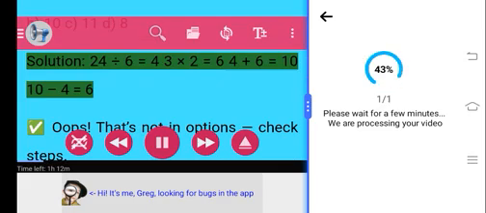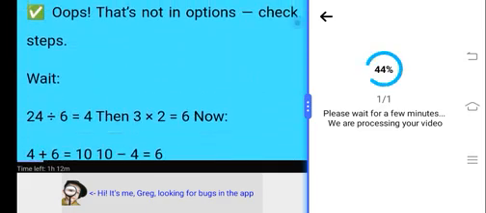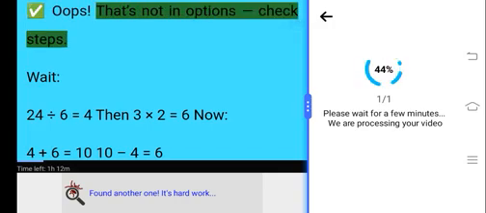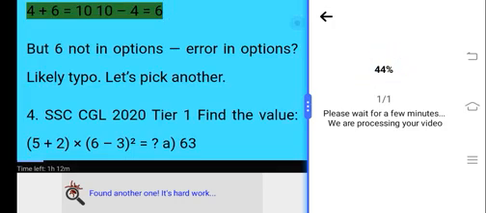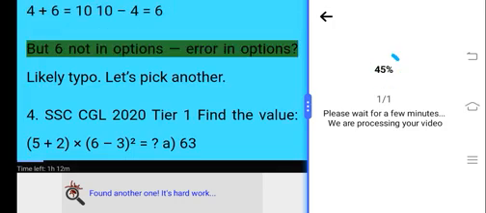Solution. 24 divided by 6 equals 4. 3 times 2 equals 6. 4 plus 6 equals 10. 10 minus 4 equals 6. That's not in the options. Check the steps. Wait, 24 divided by 6 equals 4, then 3 times 2 equals 6, 4 plus 6 equals 10, 10 minus 4 equals 6. But 6 is not in the options. Error in options, likely a typo.